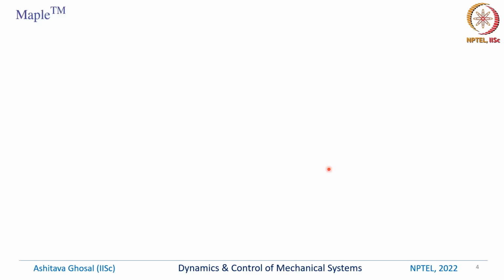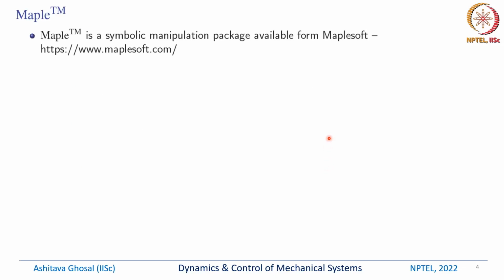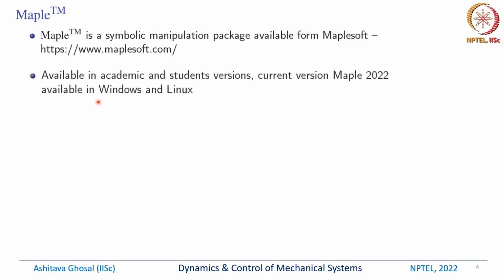So let's continue. We have Maple. Maple is a symbolic manipulation package available from MapleSoft. This is a company, and you can go to the website www.maplesoft.com for more details about Maple. It is available in academic and student versions. The current version of Maple is Maple 2022, and it's available for Windows and Linux.